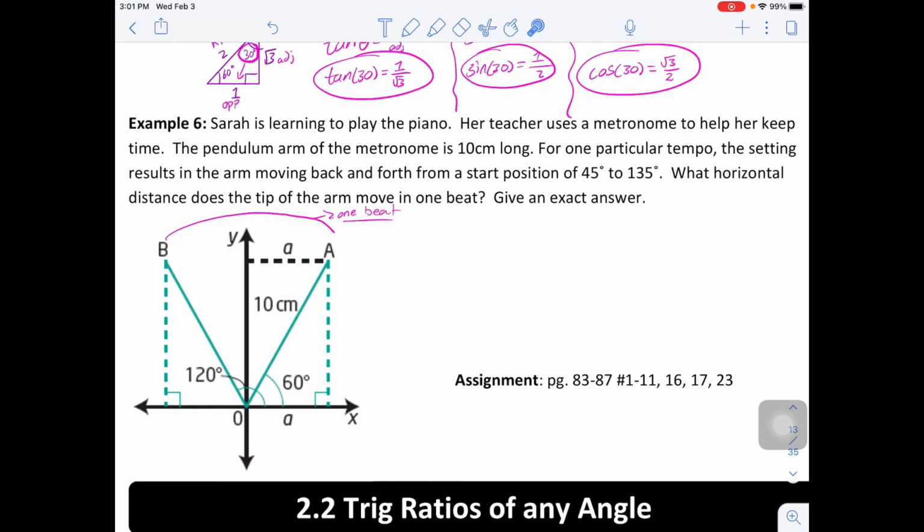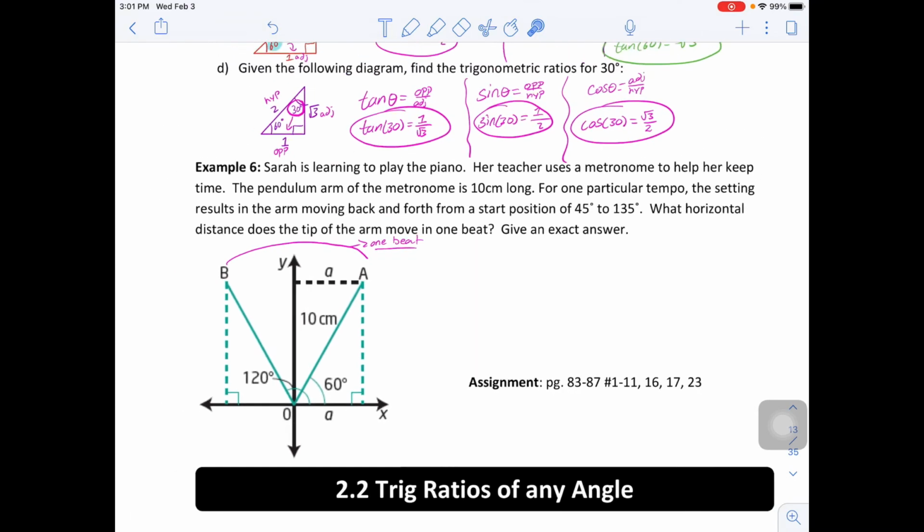Now, they've been kind of nice to us in terms of giving us certain values here. Let me just think about this one. For the setting results in the arm moving back and forth from a start position of 45 degrees to 135 degrees.